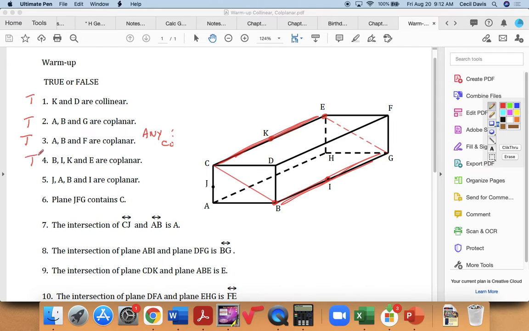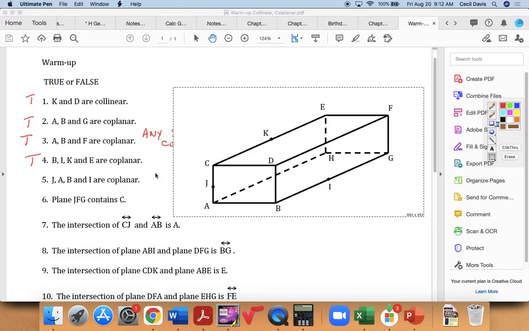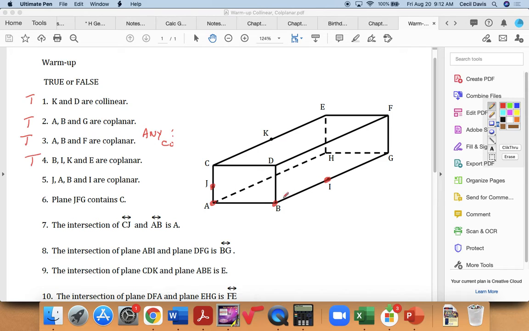You may be beginning to wonder, are we ever going to get to one that's false? Well, let's see. How about this one? J, A, B, and I are coplanar. Okay. If we look at lines JA and BI, those are not parallel to each other, nor do they intersect each other. JAB actually is the name of this plane in here in the front, and does that contain I? No, it does not. So this is our first false one.